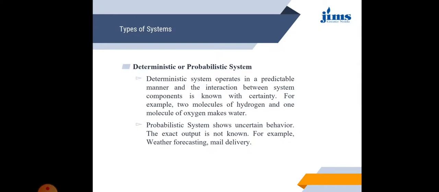Deterministic or probabilistic system. A deterministic system operates in a predictable manner, and the interaction between system components is known with certainty. For example, two molecules of hydrogen and one molecule of oxygen make water. So that is a deterministic system. A probabilistic system shows uncertain behavior. The exact output is not known. For example, weather forecasting or mail delivery. So that is a probabilistic system.